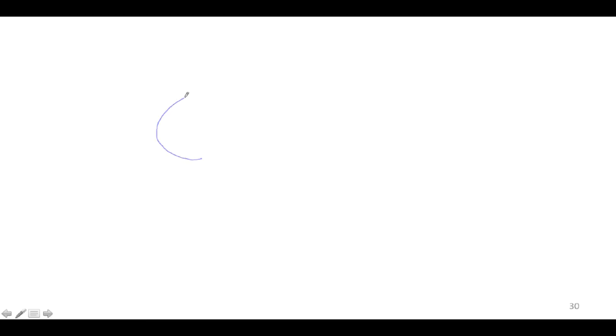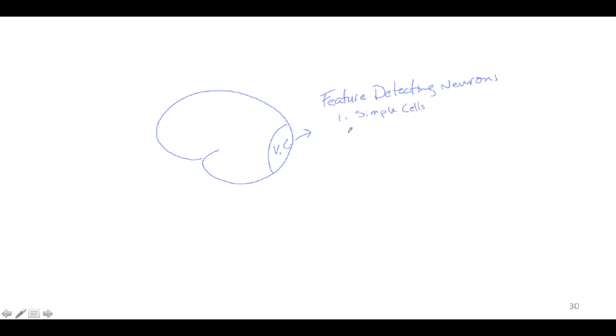So in the visual cortex, we see that there are these 4 different types of feature detecting neurons. And what they do is they look for a particular feature. So simple cells detect the orientation. Complex cells detect the direction of movement. End-stop cells detect size. And then the spatial frequency cells pick up high or low spatial frequencies in what we're looking at.